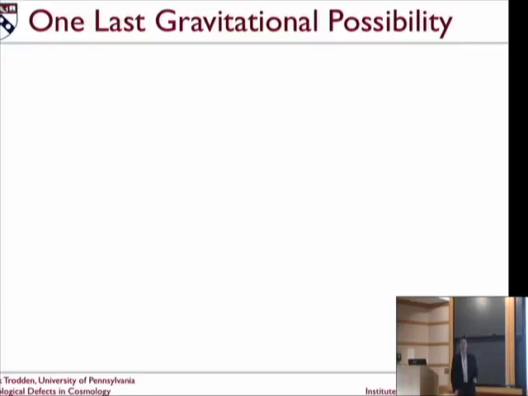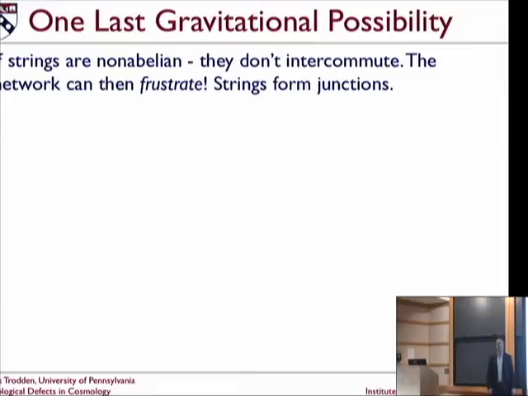So let me finish up by mentioning one last gravitational possibility, since I'm going a little over time and I won't get to the stuff I wanted to say at the very end. Let me undo one thing I told you, which was that the strings are abelian and they will intercommute, and in doing so, they will lose energy from the network. What if they don't? What if they are non-abelian strings?